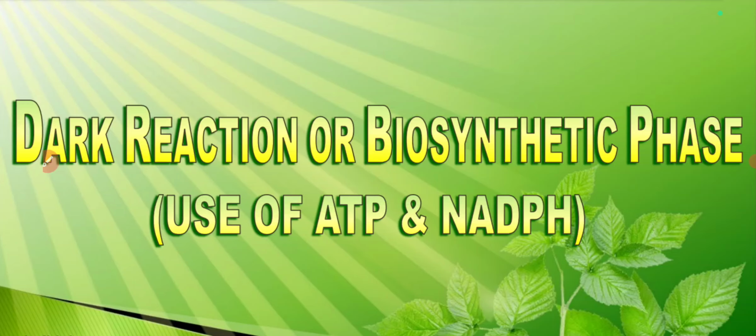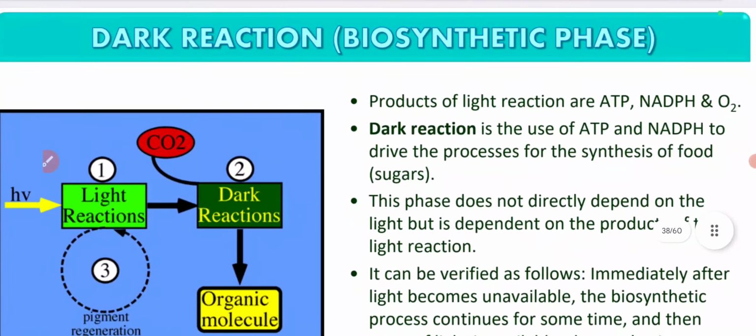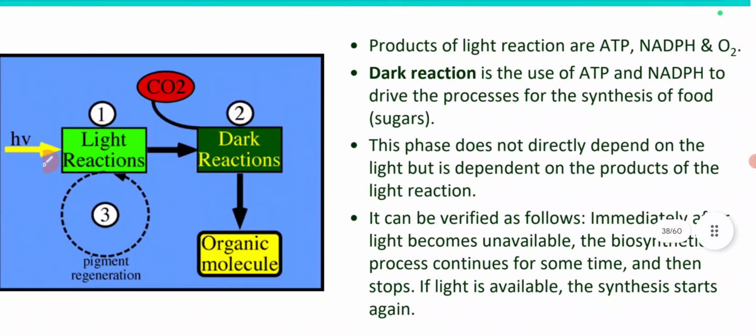Now, dark reaction or biosynthetic phase. Use of the ATP and NADPH. First of all, products of light reactions are ATP, NADPH and O2. Dark reaction is the use of ATP and NADPH to drive the process for the synthesis of food, that is sugars. This phase does not directly depend on the light but is dependent on the products of the light reaction.